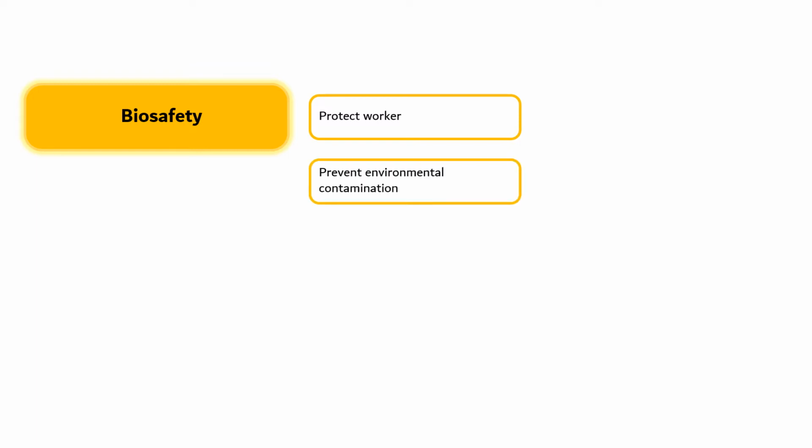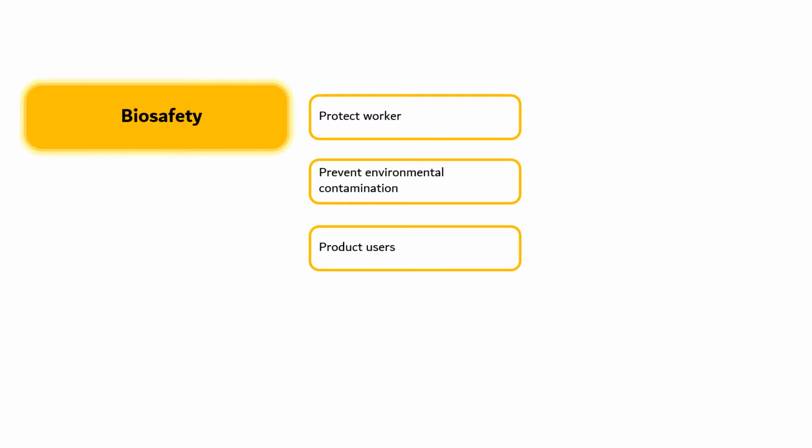Safety in manufacturing involves a number of aspects. Precautions should be taken to protect the worker from potential hazards resulting from aerosols or liquid spills. Procedures must be developed to prevent environmental contamination by toxic chemicals, living organisms, or hazardous and transmittable vectors.